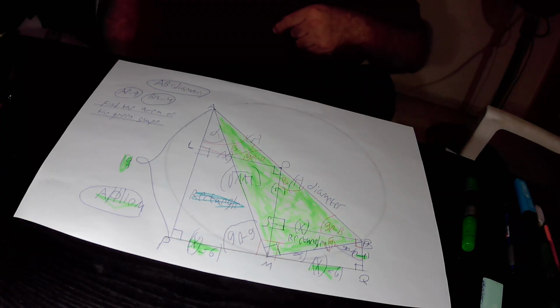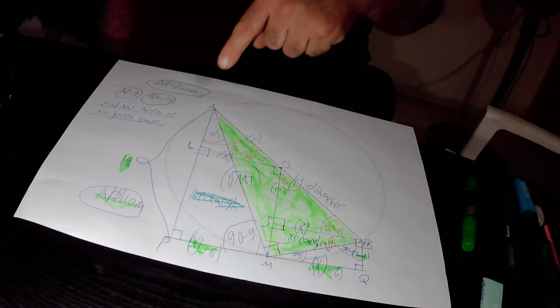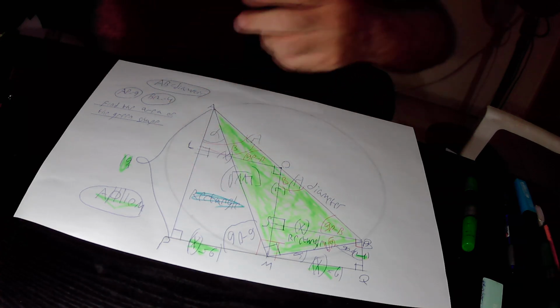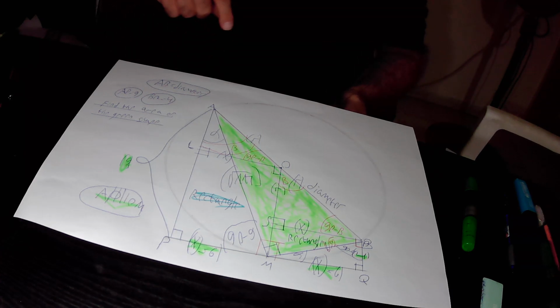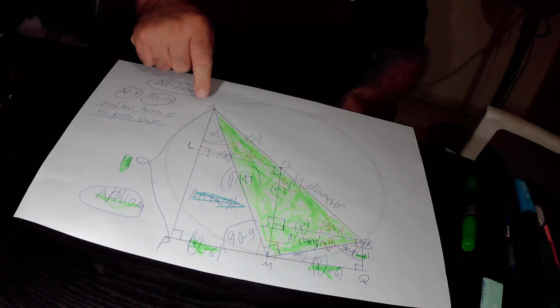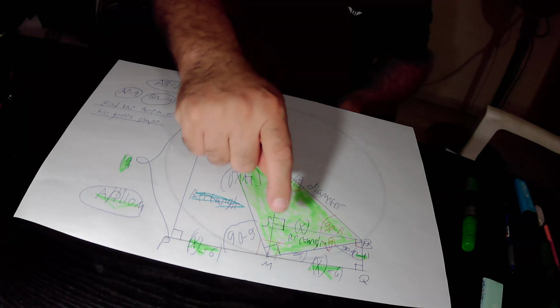In the next step, we focus on the big rectangle LOMP. We know that the opposite sides of a rectangle are parallel to each other. So in the big rectangle LOMP, side LP is parallel to the opposite side OM.